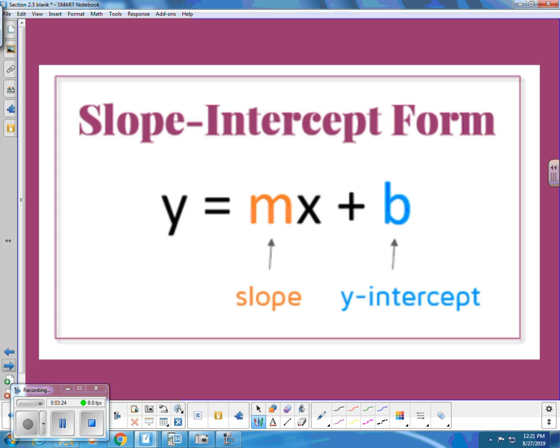Slope intercept form. Guys, I know you have this. This should be like a tattoo on you somewhere. Y equals mx plus b. M is the slope, b is the y-intercept. We know this, right?